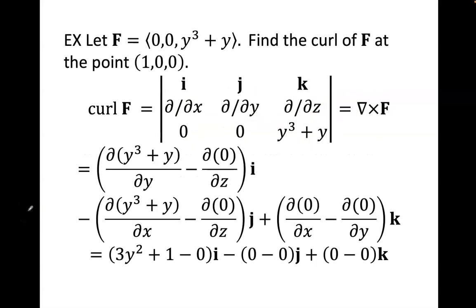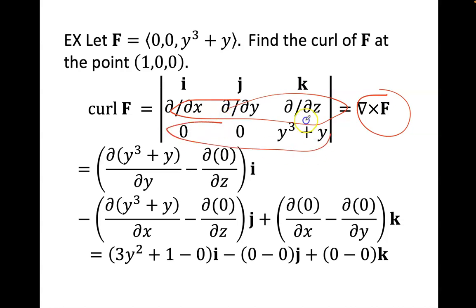Let's look at this example. F equals <0, 0, y cubed plus y>. That's the same vector field we saw a moment ago. Find the curl of F at the point (1, 0, 0). The curl of F, again, is going to be del cross F. Del is partial x, partial y, partial z. And this is F, <0, 0, y cubed plus y>. We know how to calculate a cross product.